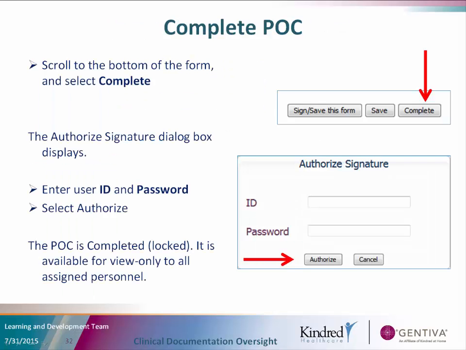Scroll to the bottom of the page and select Complete. Enter your user ID and password in the Authorized Signature pop-up and select Authorize. The plan of care is locked and is available for view only to all assigned personnel.